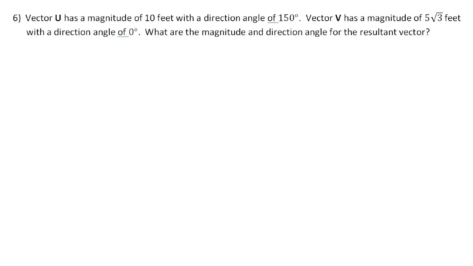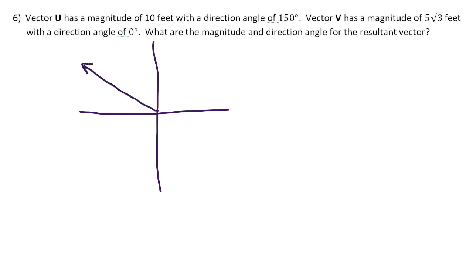Okay, and then the last one, let's see what we have for this one. Again, I'm going to go ahead and sketch an xy axis. And vector u has a magnitude of 10 feet with a direction angle of 150 degrees. So we're going to draw that over here somewhere. And so we have 150 degrees, and 10 feet.